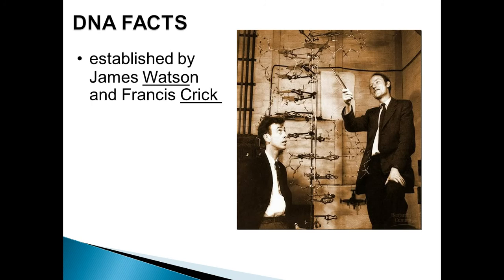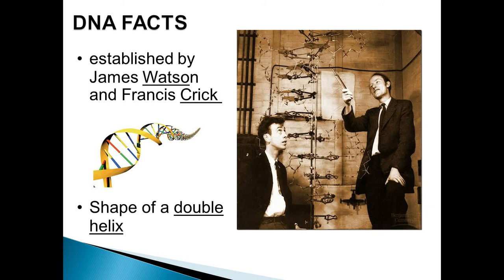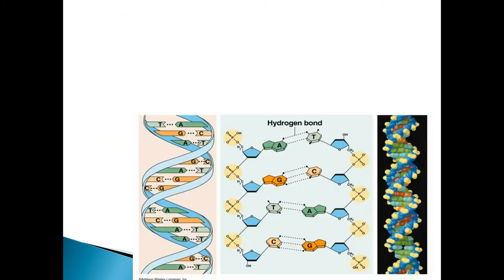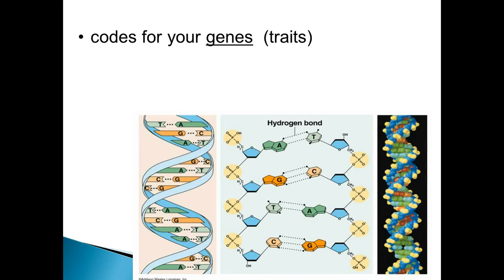Some facts about DNA. It was established by these two guys here, James Watson and Francis Crick. They were the ones, along with other scientists who are not usually acknowledged for being part of the process, who came up with what the structure of DNA looks like, and is what we see today as that twisted ladder that looks like this. That twisted ladder shape is called a double helix. Double because it has two sides, and helix because it twists. To review, DNA is the code for your genes or your traits.